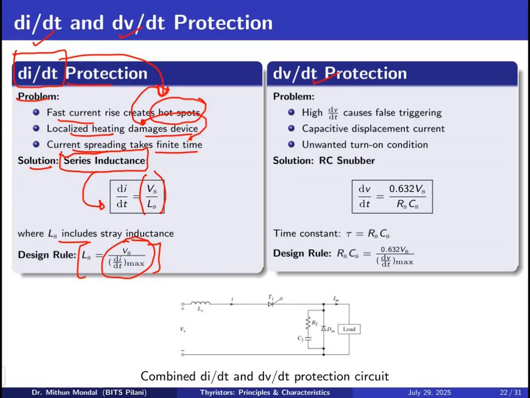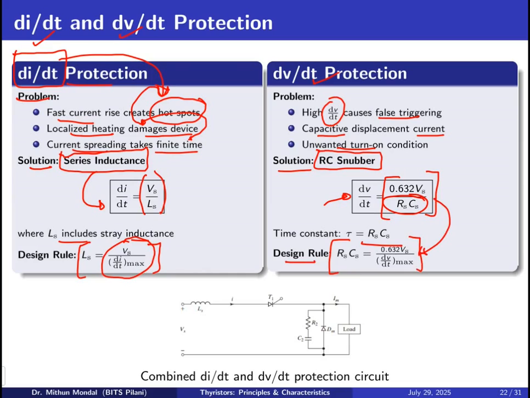On the other hand, for dv by dt protection, we have seen that as dv by dt increases, it causes false triggering. The capacitive displacement current will result in an unwanted turn-on condition. What is the solution here? We can incorporate a circuit known as the RC snubber circuit to protect against dv by dt. The dv by dt here will be 0.632 Vs by the time constant, which is the product of R and C. So for the design rule, what is the product of R and C? Rearranging this equation, RC equals 0.632 Vs by dv by dt max.